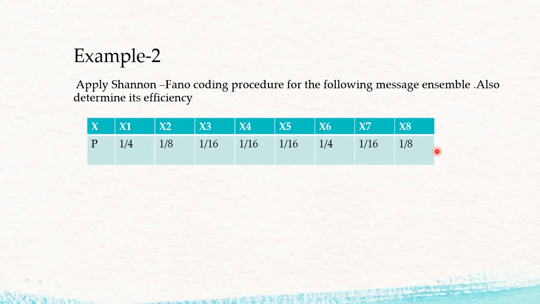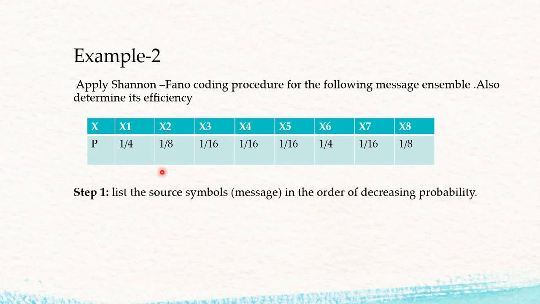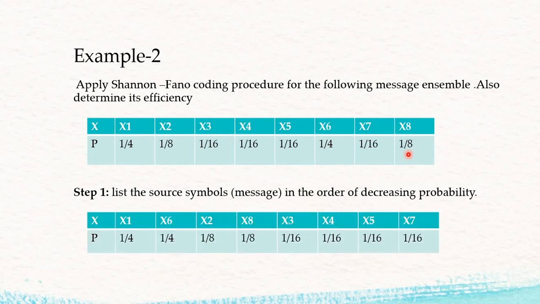Now here I request you to pause your video for a while, try to solve this sum by yourself, and then resume the video, so that any doubts or issues regarding the solving get cleared. Okay, so let's begin. What is the first step? The first step is to list the source symbols or messages in decreasing probability. As these probabilities are not in decreasing order, we have to arrange them in decreasing order.